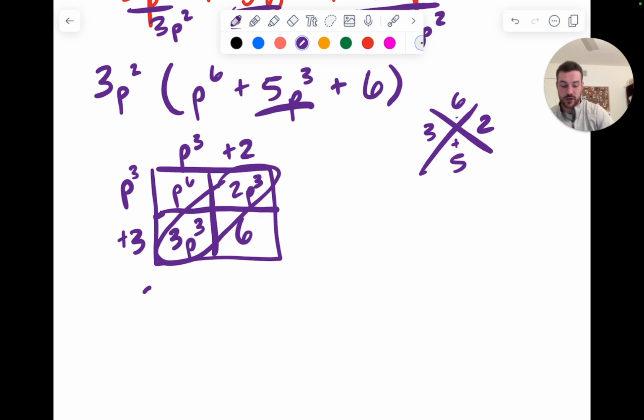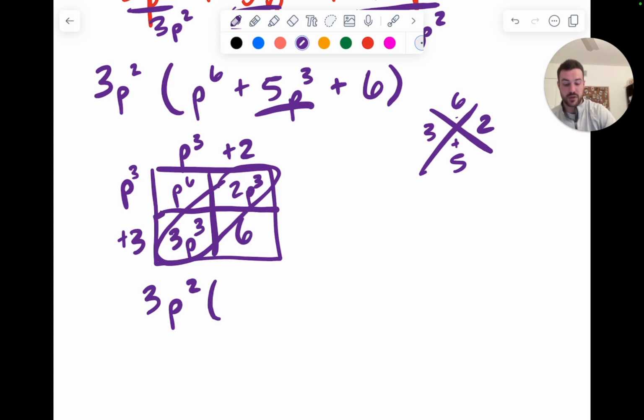All right, we can't forget about that 3p to the 2nd we divided out earlier. Whenever we're factoring, we're breaking into pieces, so nothing should disappear. We always want to keep all the pieces together because we want our ending factored polynomial to be equivalent to our original.